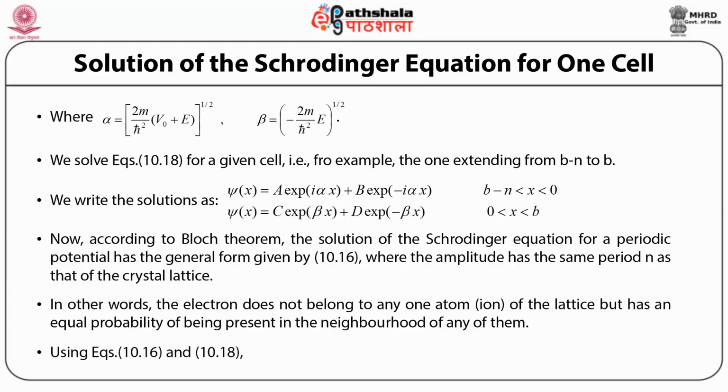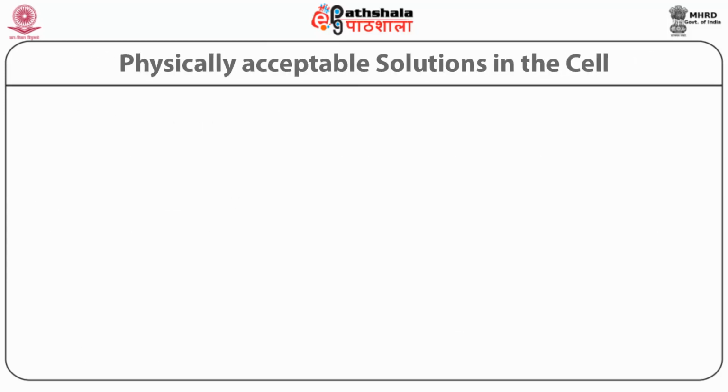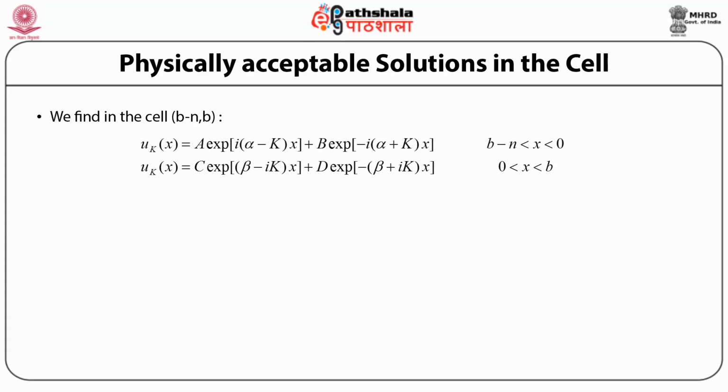Using equation 16 and equation 18, we find in the cell in the interval b minus n to b, uk of x is equal to a times exponent within the brackets iota alpha minus k into x brackets close plus b times exponent within the brackets minus iota alpha plus k into x for x lying between b minus n and 0, whereas uk of x is equal to c times exponent beta minus iota k into x plus d times exponent of minus of beta plus iota k into x. This is for x lying between 0 and b.